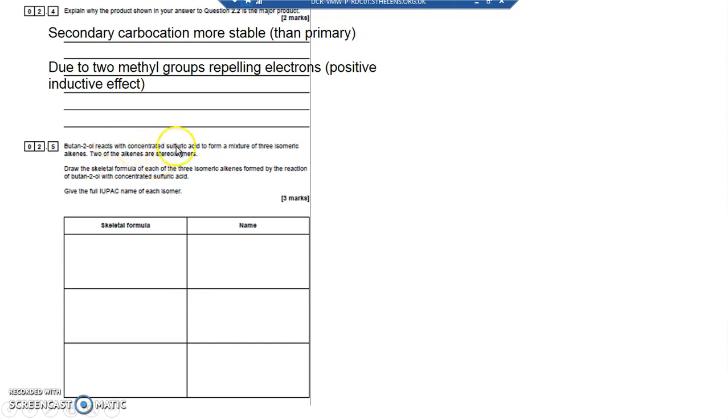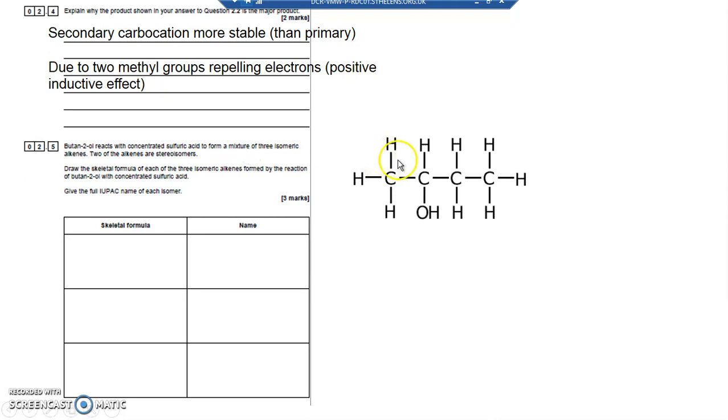Butan-2-ol reacts with concentrated sulfuric acid to form a mixture of 3 isomeric alkenes. 2 of the alkenes are stereoisomers. So let's have a look what happens. Well, first of all, butan-2-ol looks like this. And what concentrated sulfuric acid does is it removes water. It removes an OH, and from a neighbouring carbon it removes an H. So the water is coming from here, an OH, and on a neighbouring carbon an H. It could do it the other way.